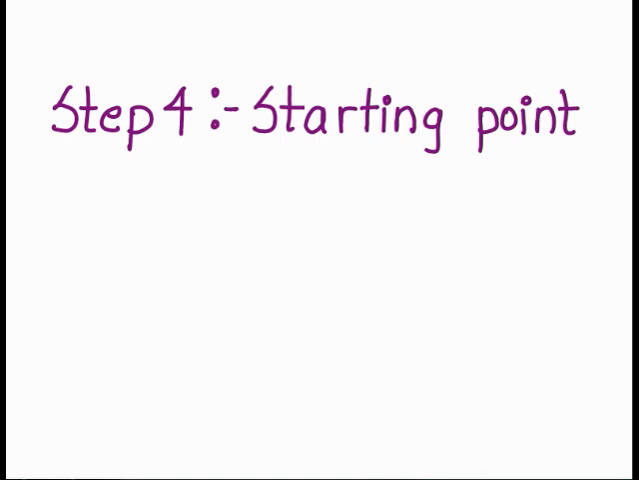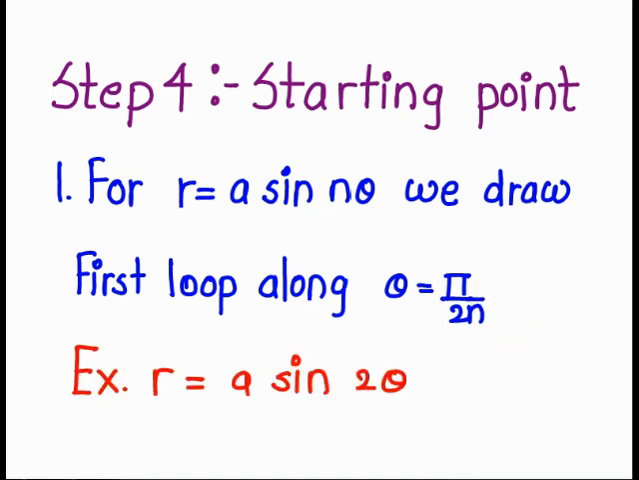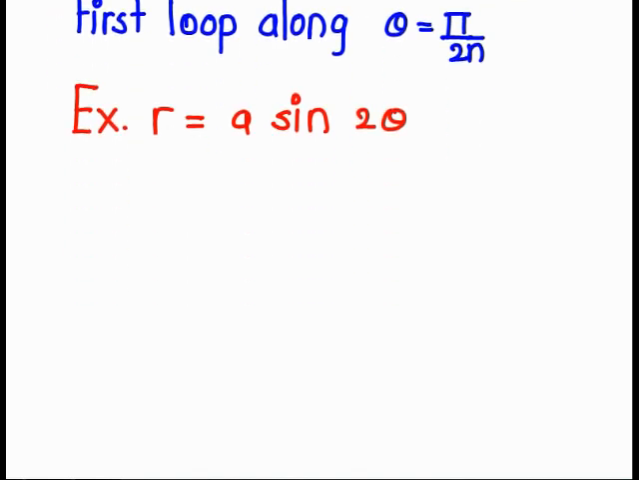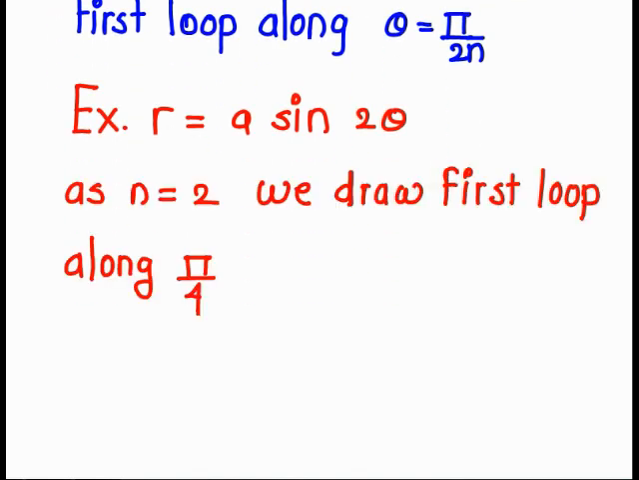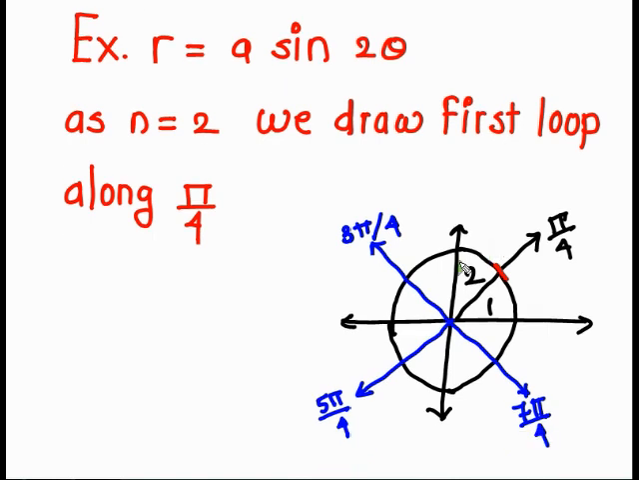In step number 4, we find a starting point of a curve. Now how to find that? If r is equal to a sin n theta, we draw the first loop along theta is equal to pi upon 2n. So if there is a sine, we need to start from pi upon 2n. For example, if we take r is equal to a sin n theta, as n is equal to 2, we draw the first loop along pi by 4 like this. So from this we need to start from pi by 4.